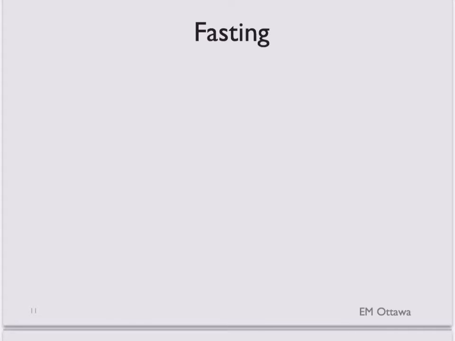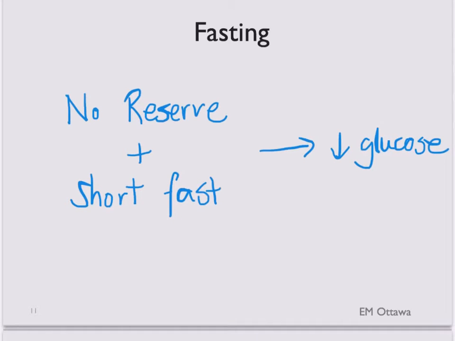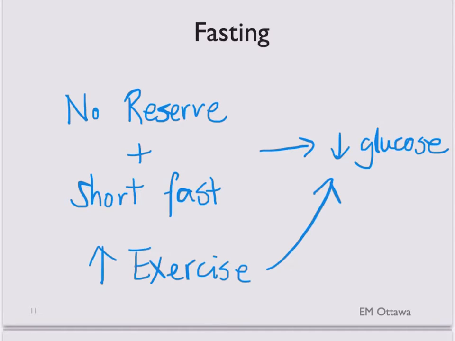The third category is fasting. Simply, the patient has run out of fuel. And depending on the patient's reserve, sometimes a short fast can produce hypoglycemia in them. The corollary is patients who might be on a steady dose of medication that decreases their blood sugar, even though they have not been fasting. If they have been exercising more than usual, that can also cause their glucose to fall.